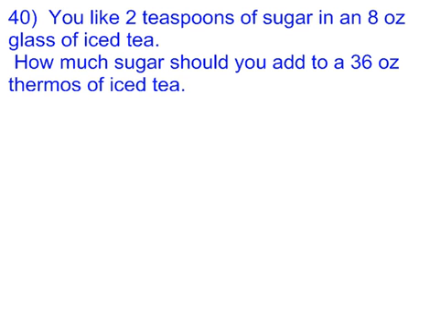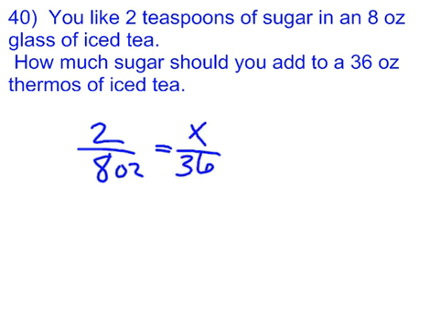Number 40, the last problem on the review. You like 2 teaspoons of sugar in an 8-ounce glass of iced tea. How much sugar should you add to the 36-ounce thermos of iced tea? Well, let's set this up as a fraction. You like to put in 2 teaspoons of sugar for every 8 ounces. And we want the ratio to be the same. And so we need to know how much to put into this 36-ounce thermos.